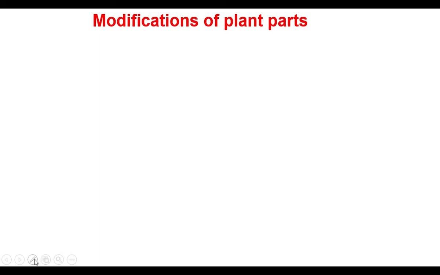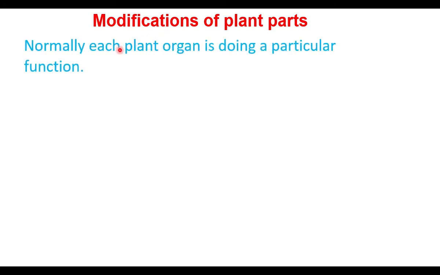The plant parts are doing a particular function. Root, stem, leaves perform a particular function. In order to do special functions, the root, stem, and leaves undergo changes in their structure. These changes are called modifications. Normally, each plant organ is doing a particular function. Now, let us see the normal functions of root, stem, and leaves.